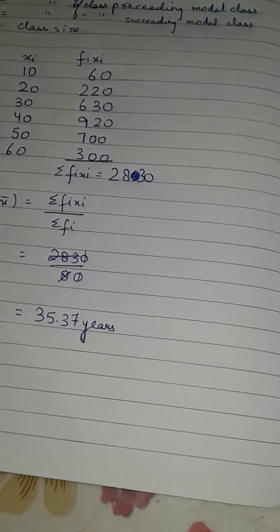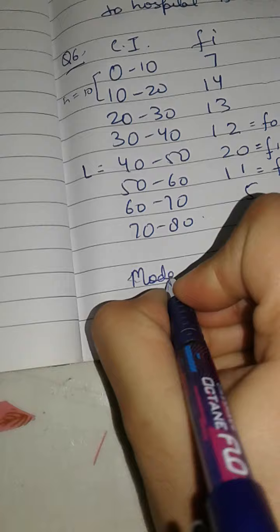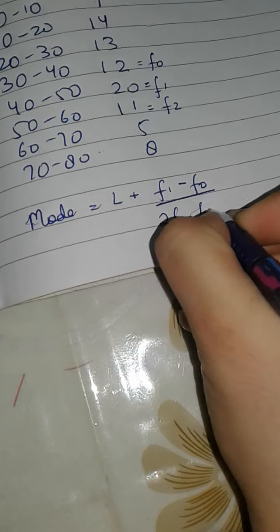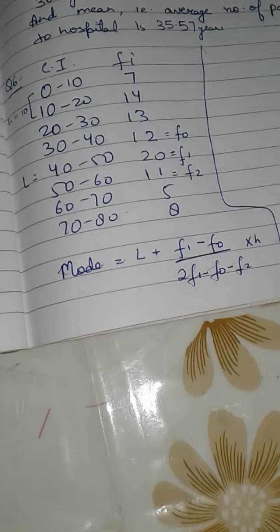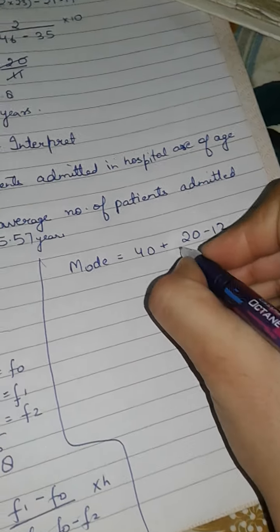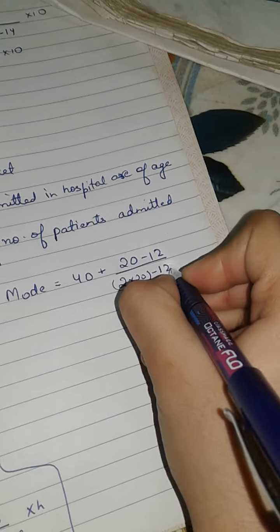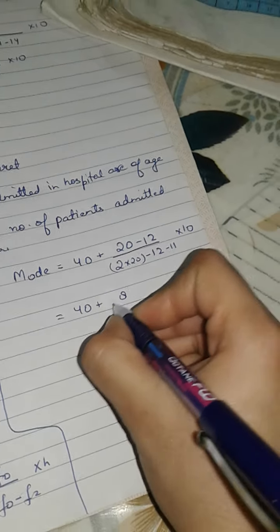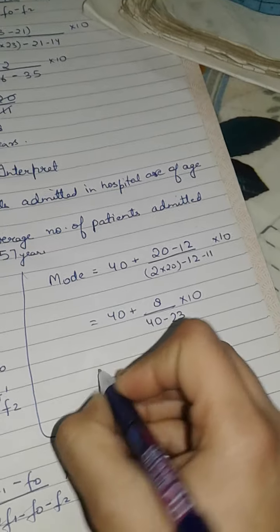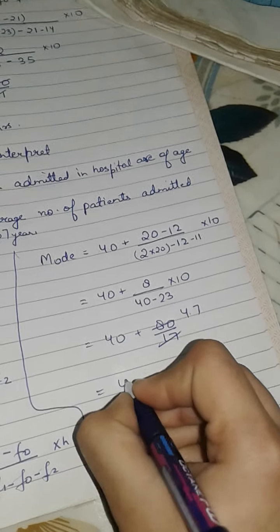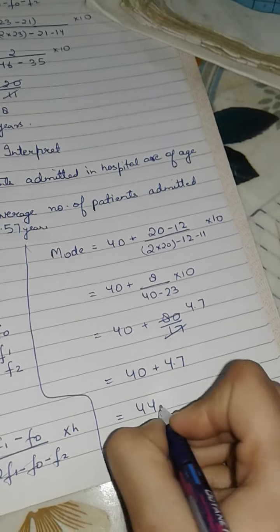What is in the formula? Mode is equal to L plus (F1 minus F0) upon (2 F1 minus F0 minus F2) into H. So mode is equal to, write down the values, 40 plus (20 minus 12) upon (2 into 20 minus 12 minus 11) into 10. 40 plus 80 upon 17, divide these values, we'll get 4.7. Now add these values: 44.7, about 45 cars.